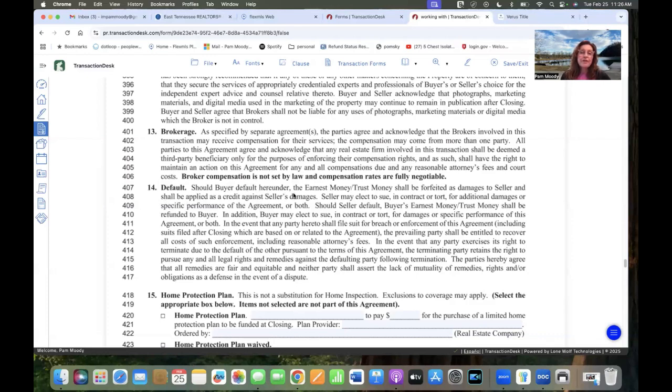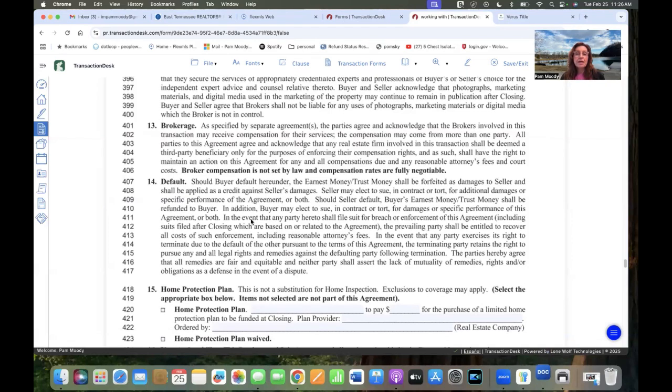Default. Should buyer default hereunder, the earnest money, trust money shall be forfeited as damages to seller and shall be applied as a credit against seller's damages. This is really important. Seller may elect to sue in contract or tort for additional damages or specific performance of the agreement or both. Should seller default, buyer's earnest money, trust money shall be refunded to buyer. In addition, buyer may elect to sue in contract or tort for damages or specific performance of this agreement or both.